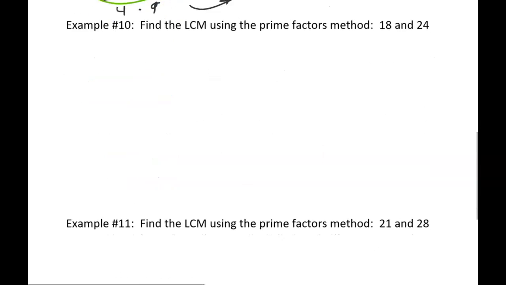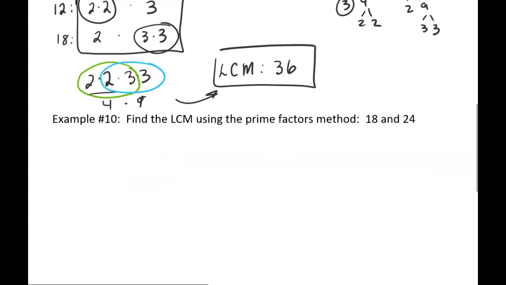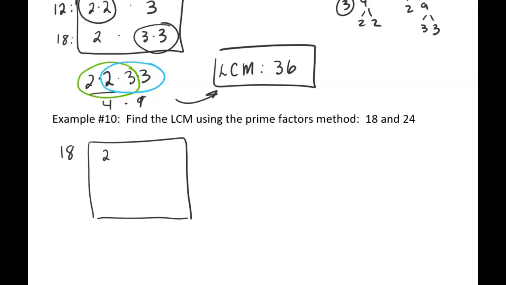So we have one more example. Nope, two more examples. Find the LCM using prime factor method. Okay, so here we go. Here's 18, and I'm not going to redo it. I already did 18 once. It was 2 times 3 times 3. I kind of want to separate them so I don't overlap the factors. I want a column for 2's and a column for 3's, and I might have other factors as well.